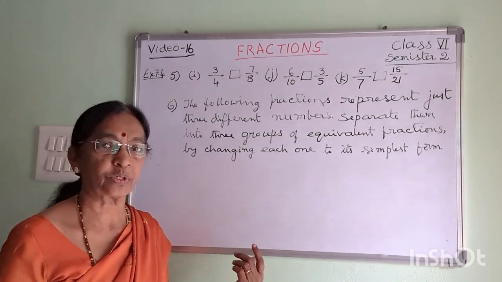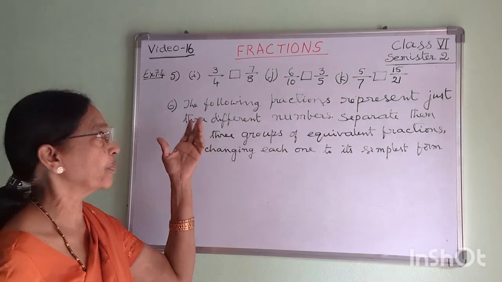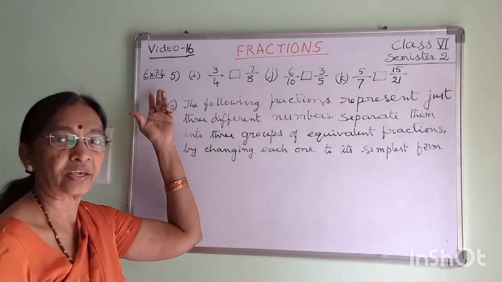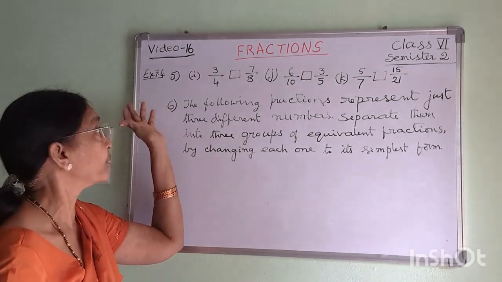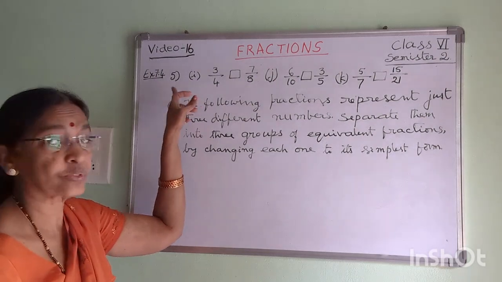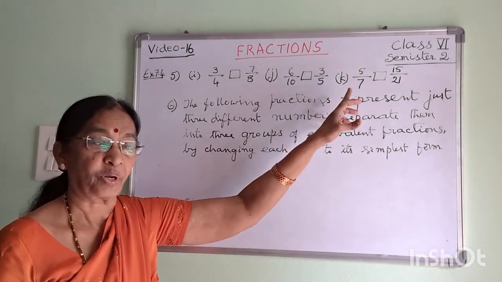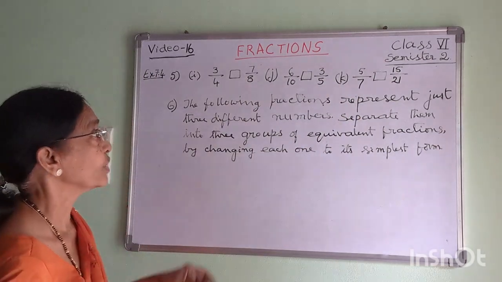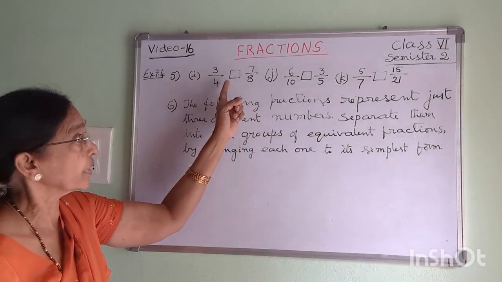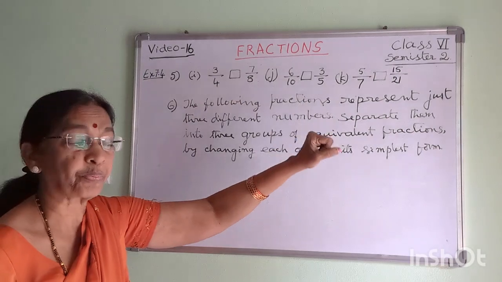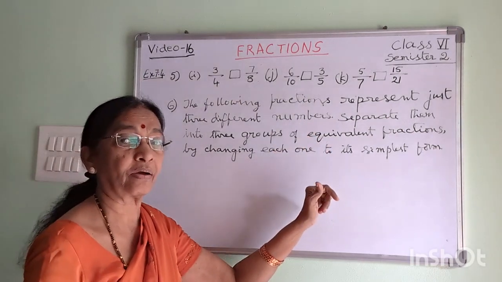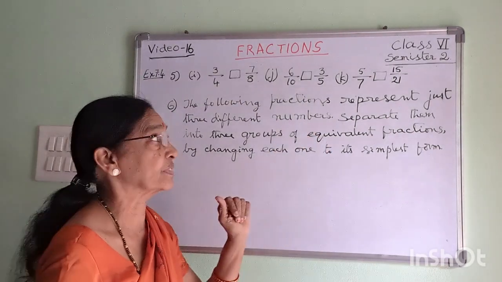In the previous video, we solved the problems in exercise 7.4. Up to 5 problems we have solved. In the 5th problem, there are 3 problems yet to solve. So, fill up the blanks with the appropriate symbol: greater than, equal to, or less than.